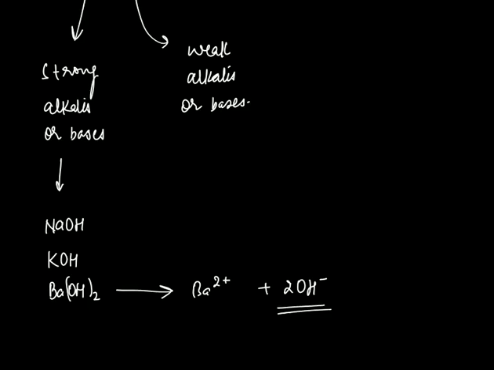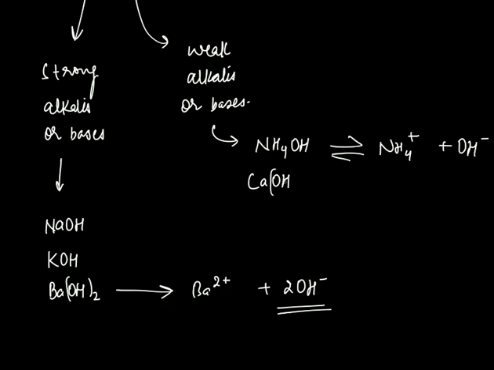Then we go to weak alkalis or bases. One example I've already told, ammonium hydroxide. So you're going to write like this with a reversible sign, ammonium and hydroxide ions. You can mention aqueous in all the states. Calcium hydroxide is also weaker, and magnesium hydroxide also. So we can say these alkalis are not completely getting ionized.